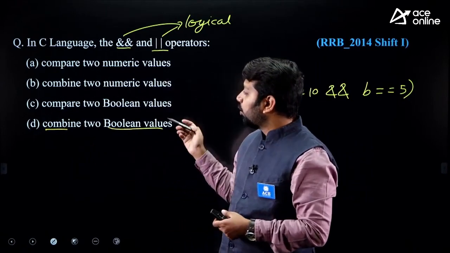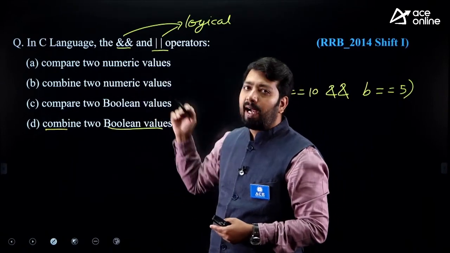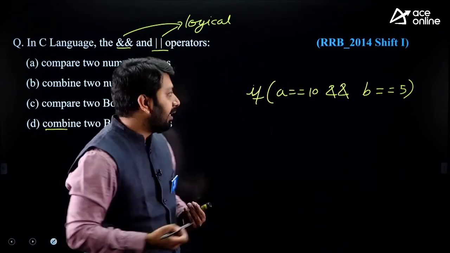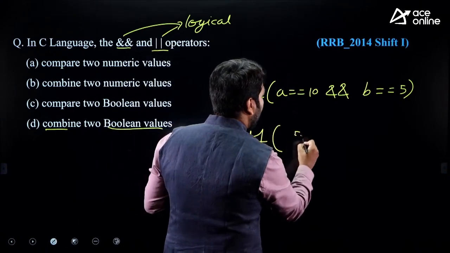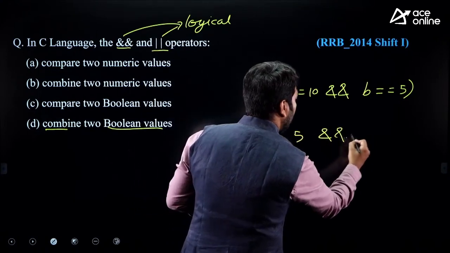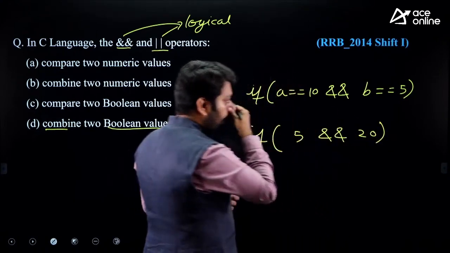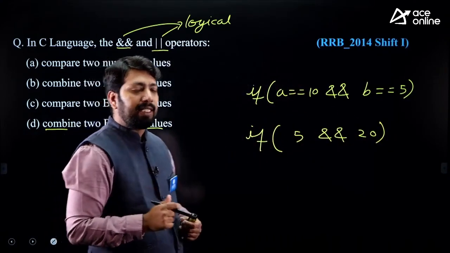two Boolean values. Now you might be thinking, sir, why Boolean values? Why not numeric? We can write like if 5 and 20. We can also write like this. But why do I use the Boolean term?